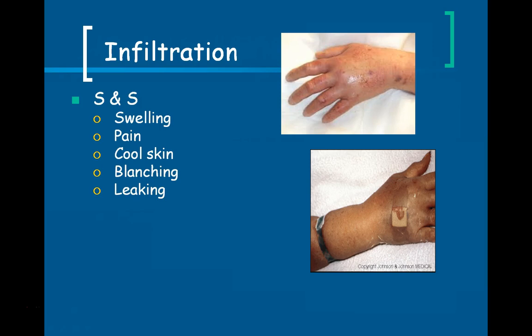If we touch their skin, it's cool to the touch because the IV fluid that's under the skin or in the tissue is cooler than body temperature. The area looks blanched instead of reddened, and that's because of the pressure of the fluid against all the little arterioles and vessels in the hand or in the skin. Because of the pressure against them, it blanches. And we may see leaking around the insertion site because of the excess fluid.